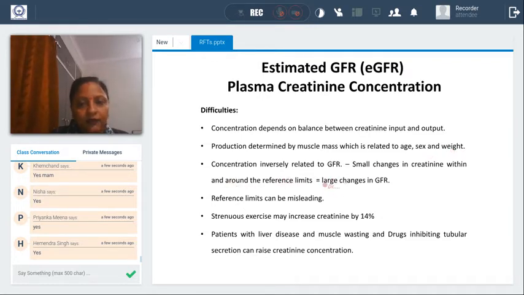You have already read it. Small changes in creatinine within and around the reference limits will lead to large changes in GFR. Reference limits can be misleading. Very important, strenuous exercise may increase creatinine by 14%. Patients with liver disease and muscle wasting, and drugs inhibiting tubular secretion, can also raise creatinine concentration. So this is the estimated GFR, from plasma creatinine concentration.